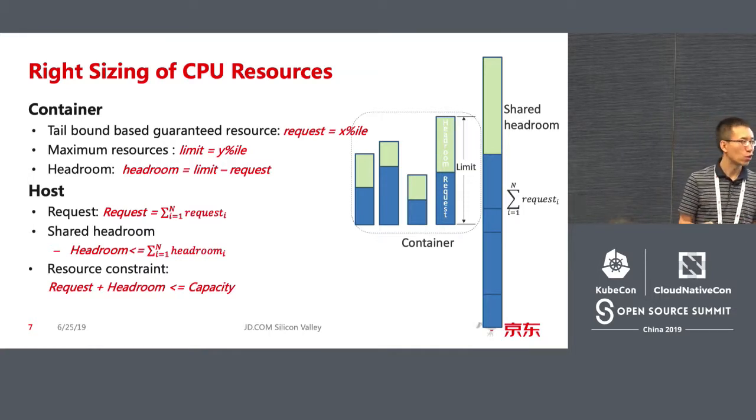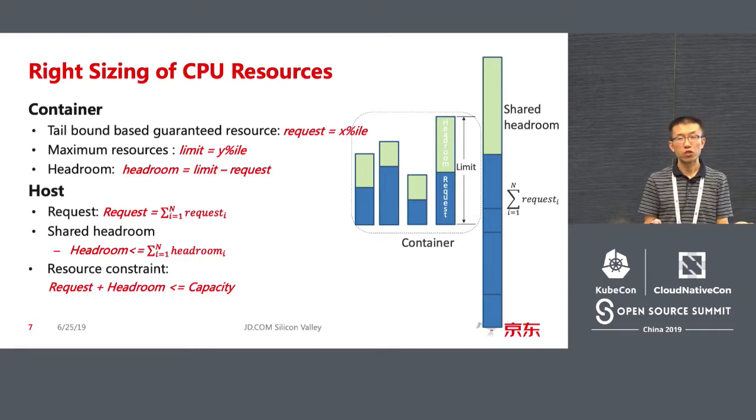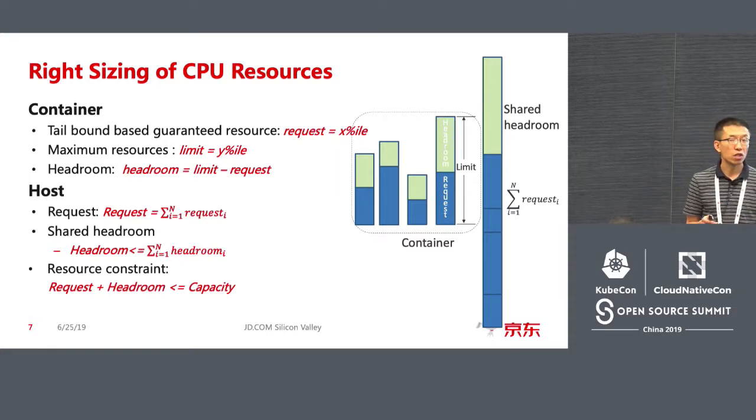And when we do that, in practice we find two hypotheses. First, not all the requested resources will be used. And for the second, the maximum value requested by each job will not be achieved at the same time. Just like flight ticket booking, we may book the ticket, but not all the tickets will be used.